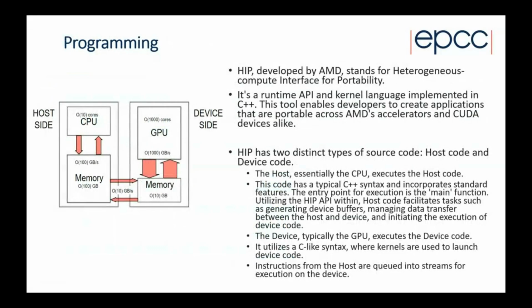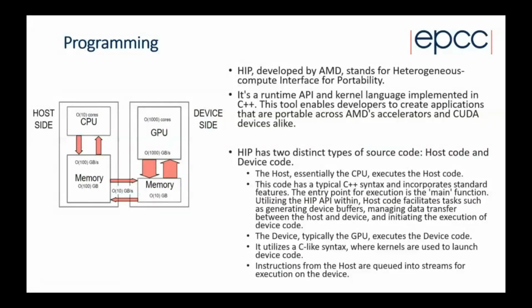So HIP was developed by AMD. It stands for Heterogeneous Compute Interface for Portability, which is a bit of a mouthful. It's a runtime API and kernel language implemented in C++. It enables developers to create applications that are portable across AMD accelerators and CUDA devices. So HIP does allow you to target NVIDIA GPUs as well.